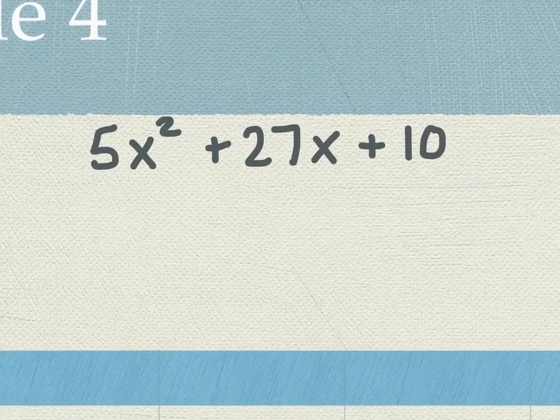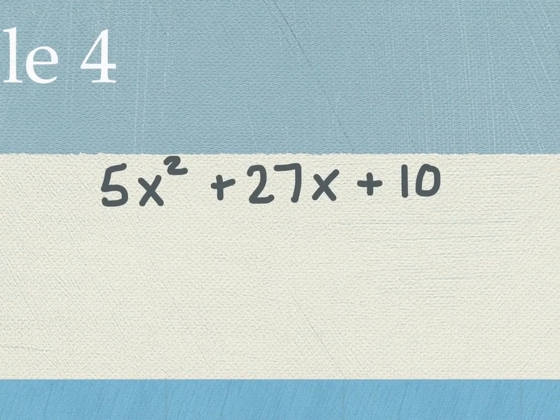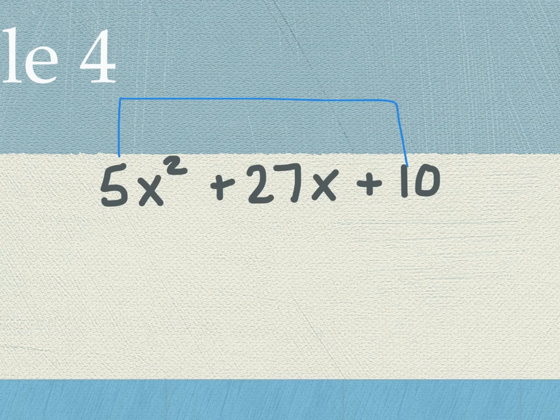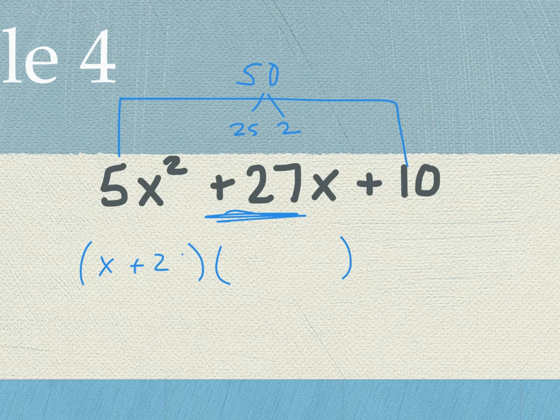All right, what's the first thing we need to do? Multiply the first and the last. So we get 50. What are 2 factors of 50 that add to 27? 25 and 2. Perfect. So we put those into our parentheses. x plus 25, x plus 2. What do we do next?